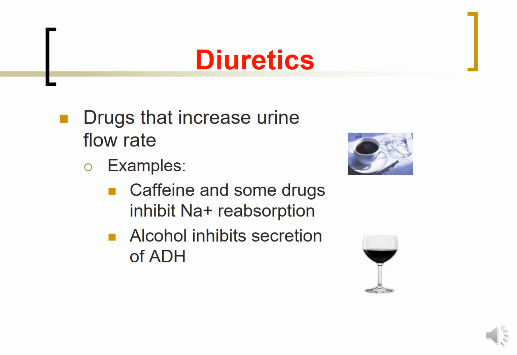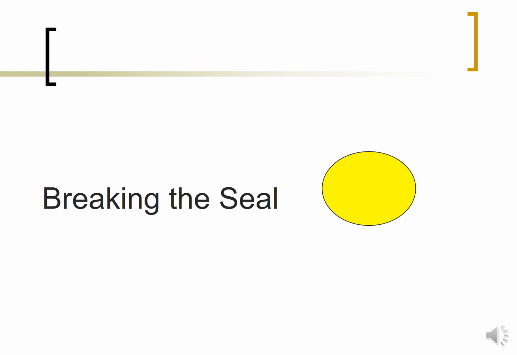Diuretics are substances that increase urine flow rate. Examples are caffeine and alcohol, which we said inhibit the release of ADH. Caffeine, as well as some other drugs, also inhibit sodium reabsorption, right? Remember the rule of the urinary system: water always follows the salt. Reasons why people take diuretics may be to help decrease elevated blood pressure. This is just an urban legend or myth about breaking the seal.